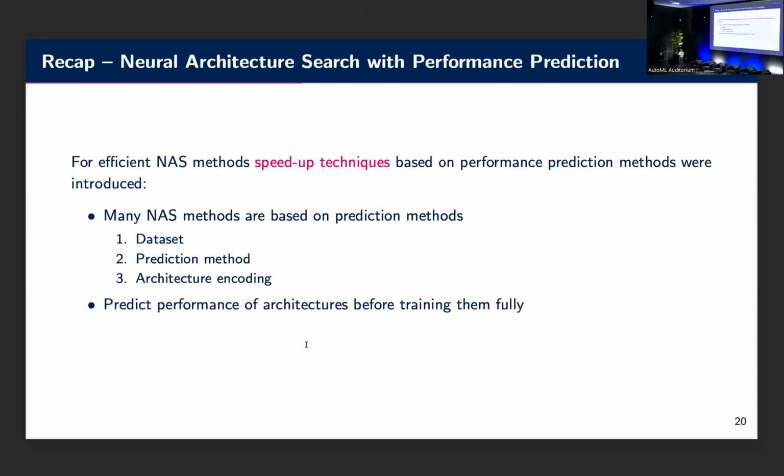But that was now a lot of technical information. To give you a recap, we want to have NAS speed-up techniques using performance prediction methods. And as an info, again, these performance prediction methods are based on three different components: the dataset, the prediction method, and the architecture encoding. And the goal is to predict the performance of the architecture and not train them fully. However, as I also said, as a con, they require non-trivial computation time.